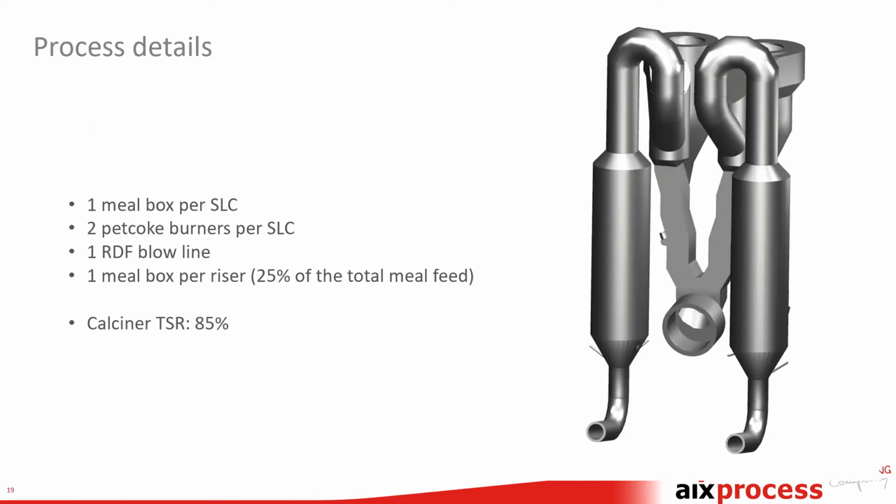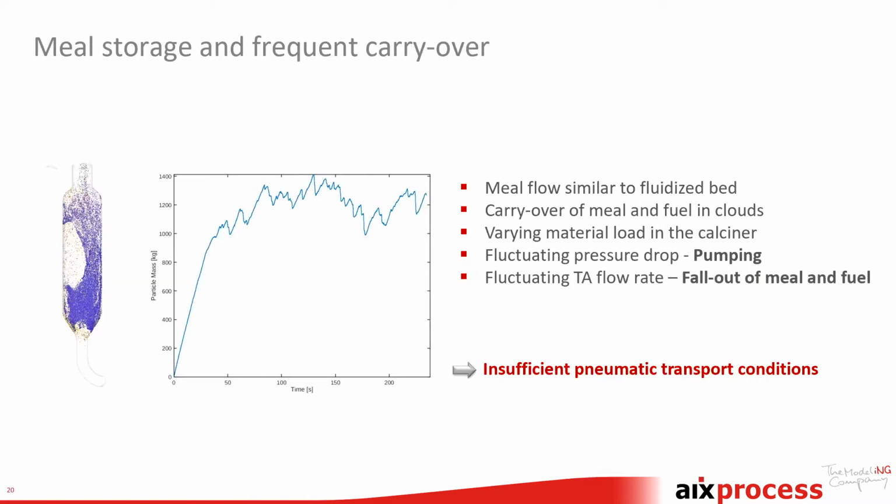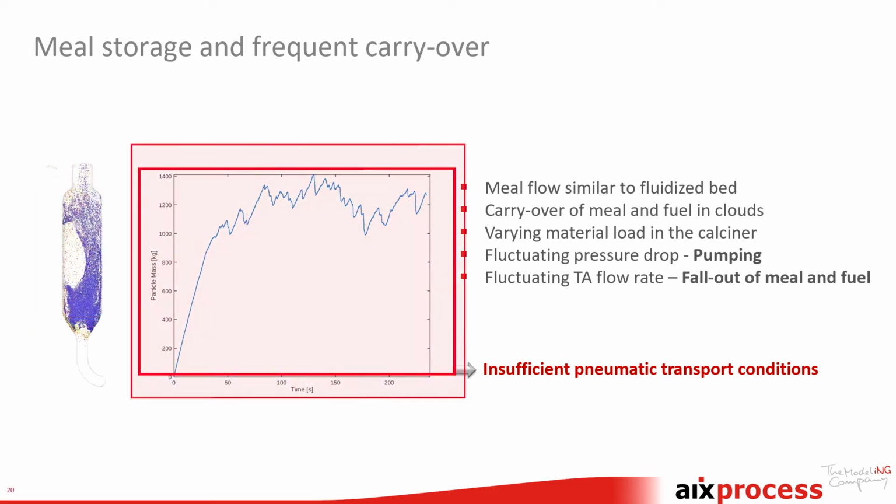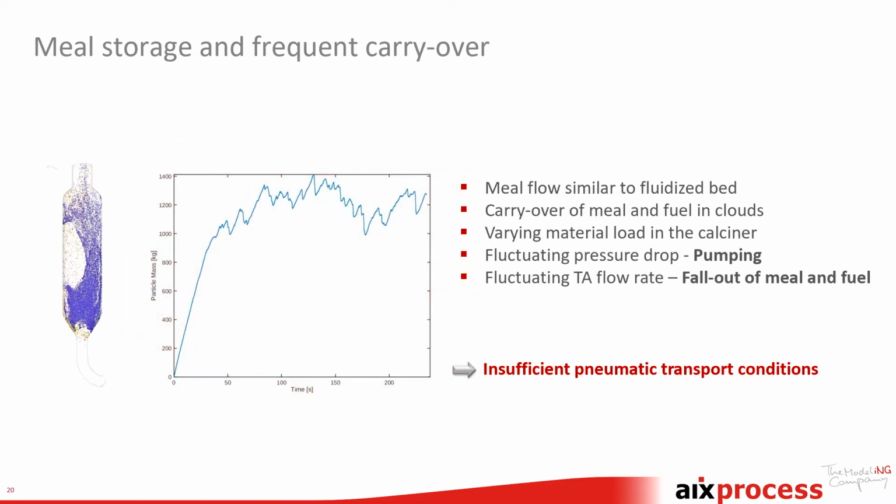So this is some process details. I don't want to go into detail about this, but when we look at the first simulation results, we see that we have some meal storage. What is given here is the particle mass within the calciner over time. So you see this is a typical load phase, but then we have quite severe fluctuations.